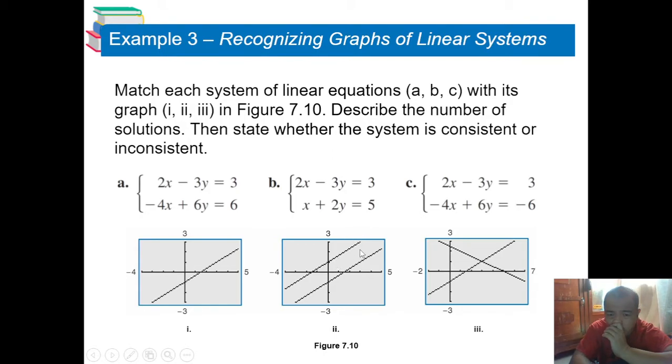When there is no solution, when the lines are parallel, they must have the same slope but different y-intercepts.